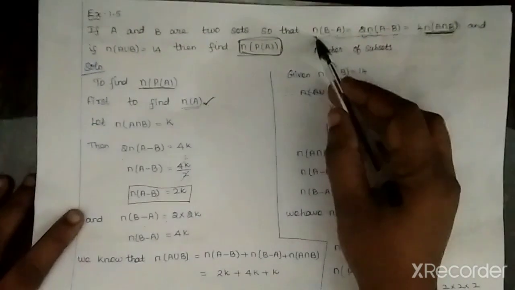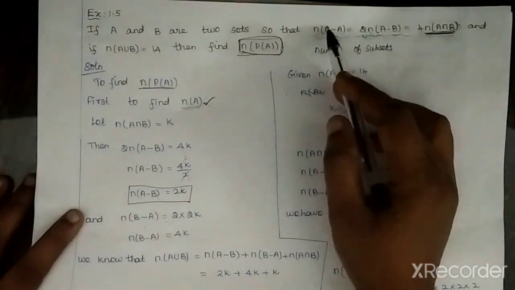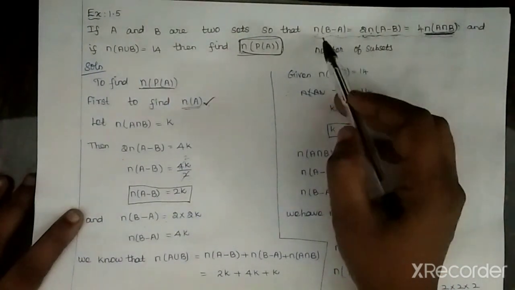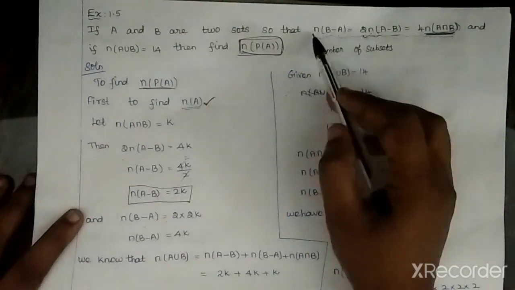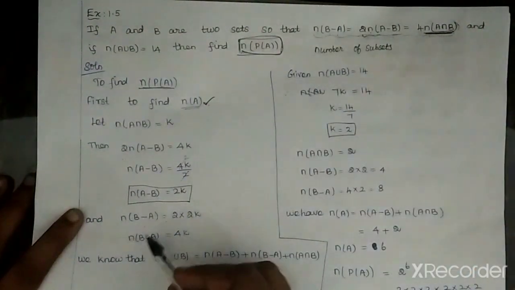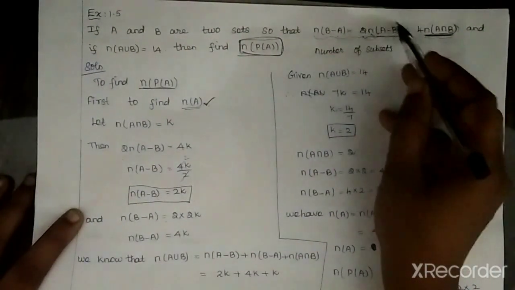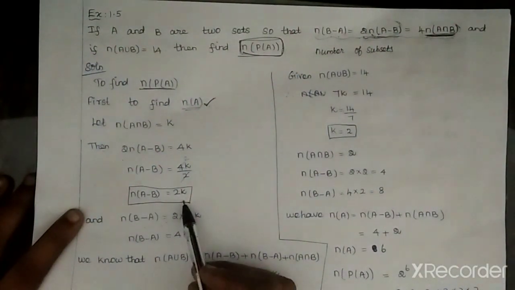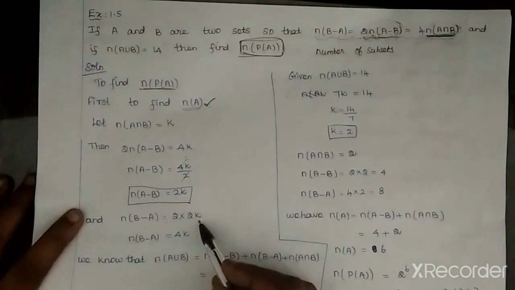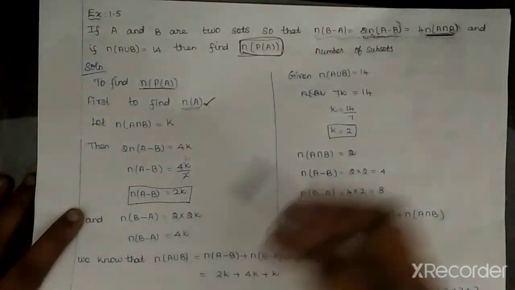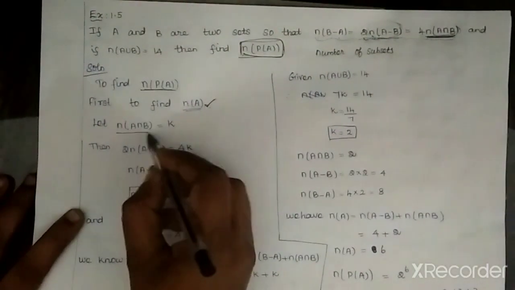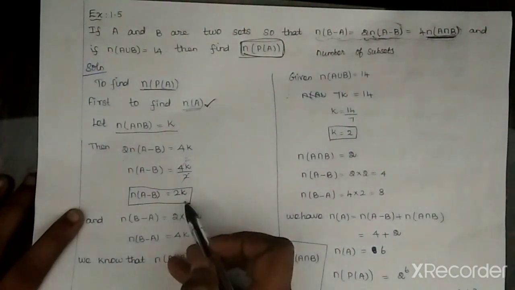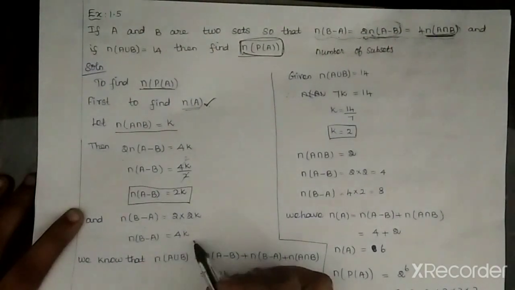Okay, next we have to compare these two values. You can compare any two values. Even if you compare this one, the answer will come correct. So here we compare these two. N of B minus A equal to 2 into the value of n of A minus B. What is the value of n of A minus B? 2K. So substitute 2 into 2K, so 2 2s are 4K. So now we have n of A intersection B equal to K, n of A minus B equal to 2K, n of B minus A equal to 4K.